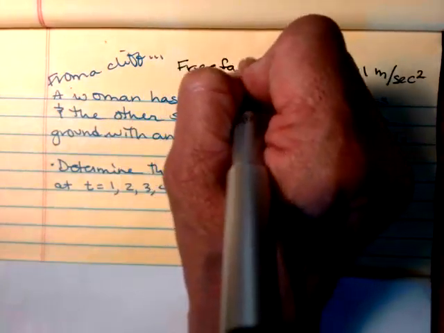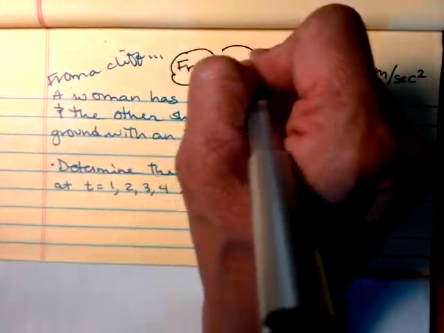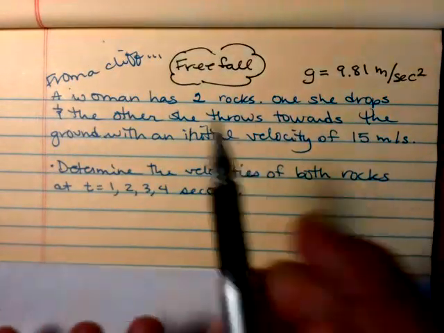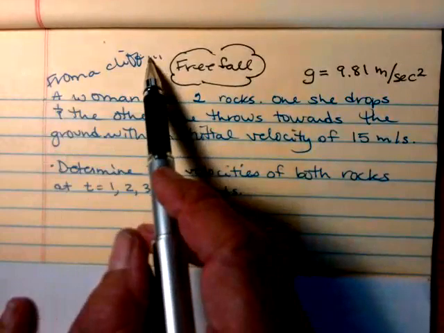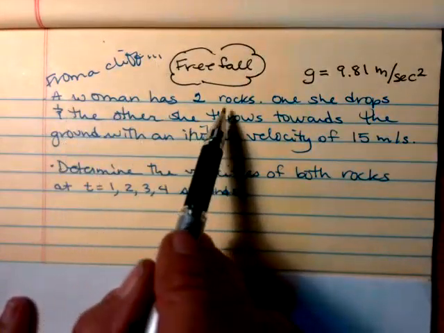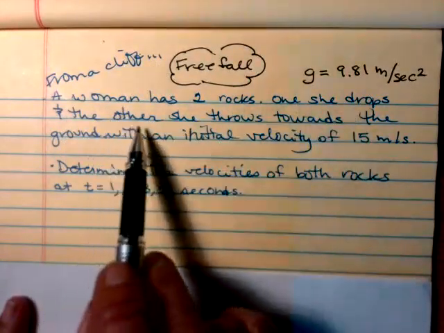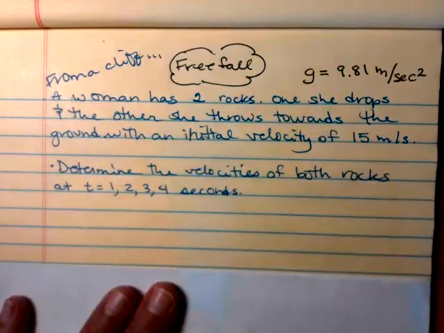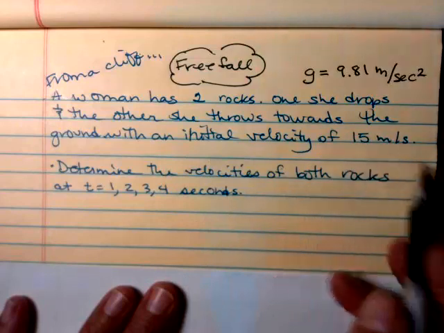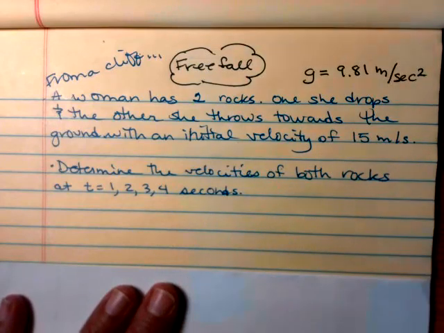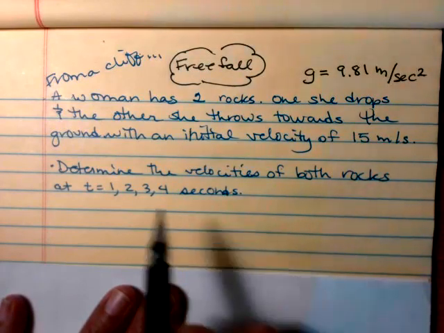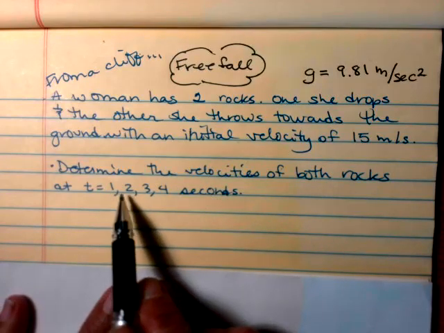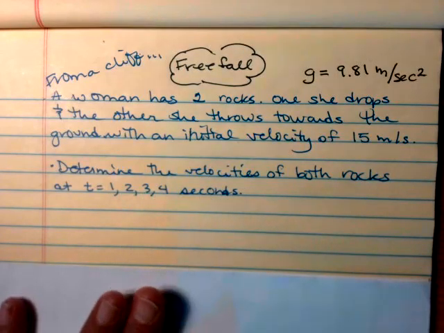Okay, so objects in free fall. Once it's let go, it's just out there in the world falling toward the ground. So here's the situation. We're going to start from a very tall cliff, and let's say a woman has two rocks. One she's just going to drop, and the other one she's going to throw toward the ground, down, with an initial velocity of 15 meters per second. So what I want us to find then is the velocities of both rocks at the end of second 1, second 2, second 3, second 4.